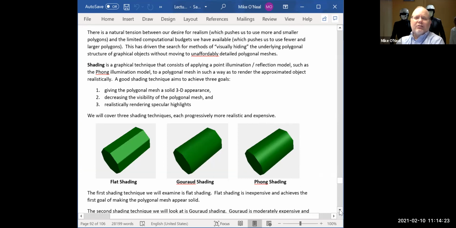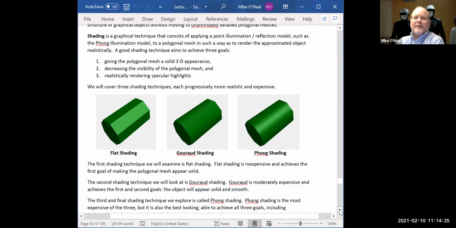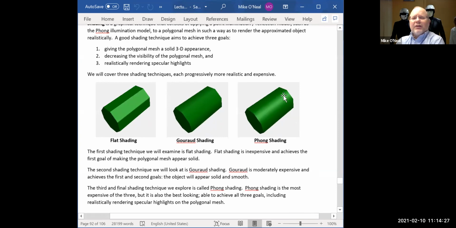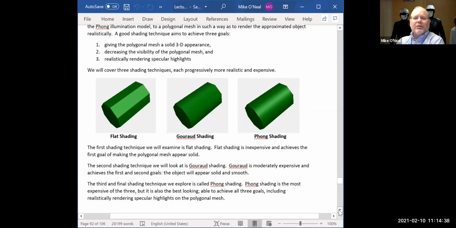The complexity of the polygonal mesh. It's pretty obvious there that that's a very low polygon count. But if it weren't for especially this edge and this edge here, you'd have no way of knowing that this wasn't actually a curved shape. It looks really damn good.